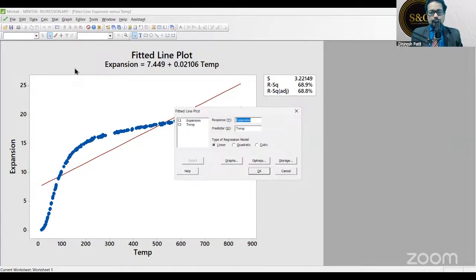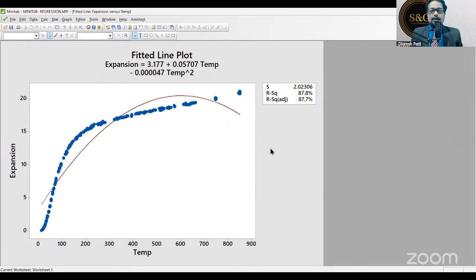Now, instead of linear, there are three models you can see: linear, quadratic, and cubic. Now you will select quadratic. Let's try it once, and later I'll explain. Let's select quadratic model and click on OK. Wow, the same data set. There is no difference in the data set, but now instead of a line of best fit, it has become a curvature of best fit.